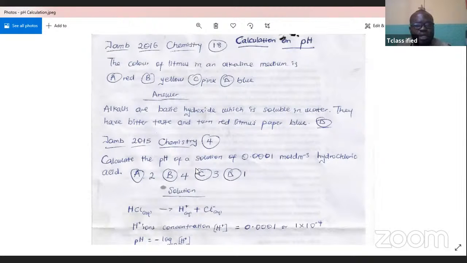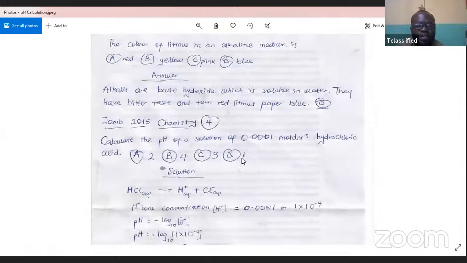Okay. Now let's look at question number 2. Calculate the pH of a solution of 0.001 mole per dm cube hydrochloric acid. So the answer, is it 2, is it 4, is it 3, is it 1?